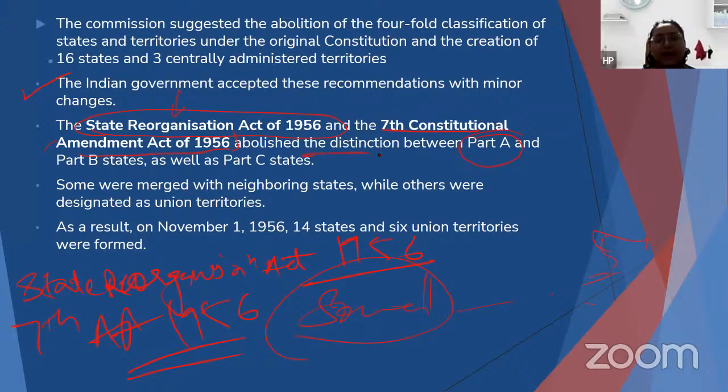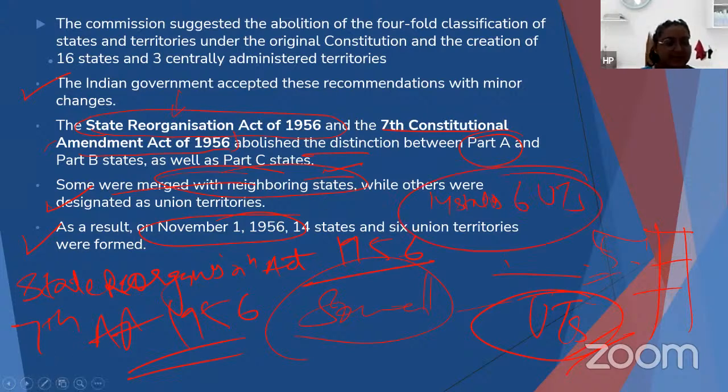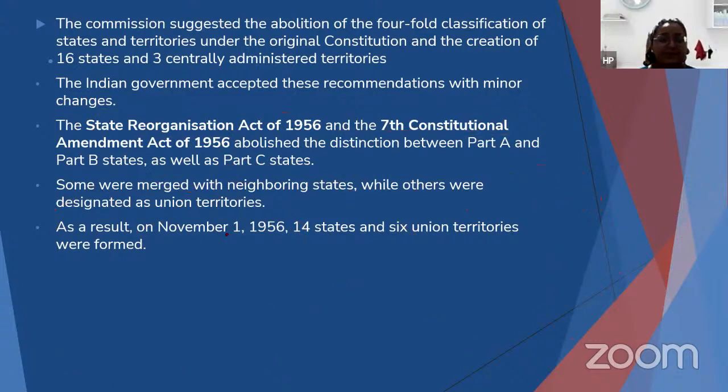It abolished the part A, B, C distinction. It abolished that and merged and formed what? Some of the provinces that were mentioned in part A, B, C were merged with the neighboring states. And some were converted into union territories. Some of the states got merged and some got converted into union territories. As a result, on November 1, 1956, what happened? We were left with 14 states and 6 UTs were formed. How many states? 14 states and 6 UTs were formed by November 1, 1956.